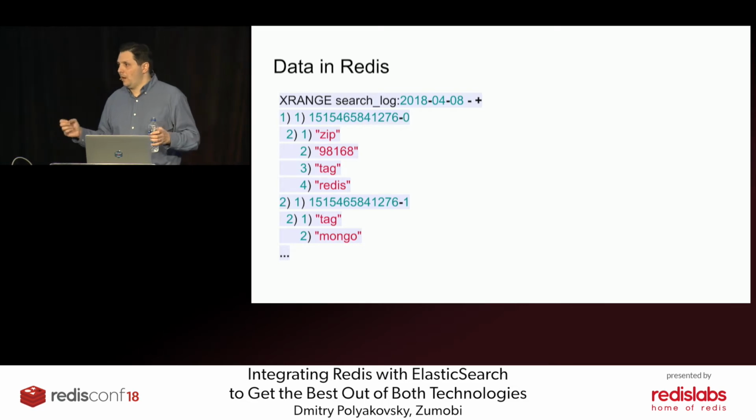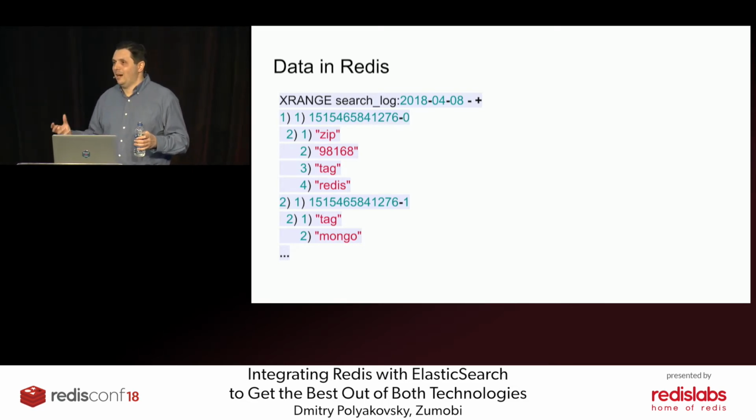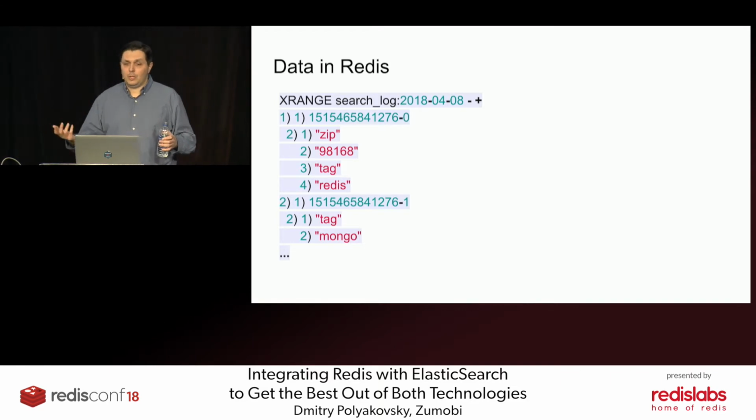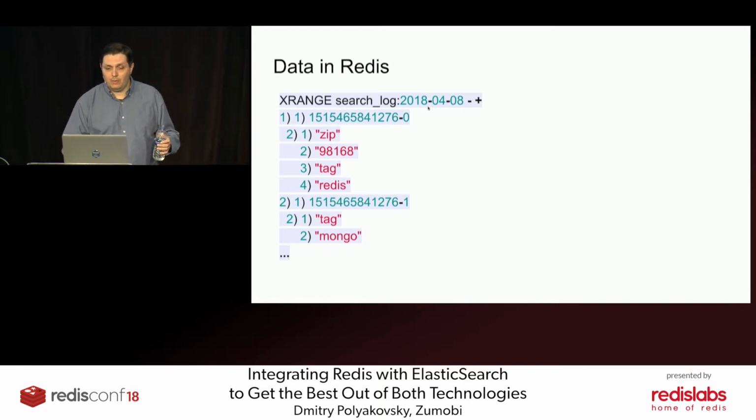So be careful with running it on a real production system, because this is essentially the equivalent of opening an entire log file for the day in a text editor. You can get back a lot of data. But what you get back looks kind of like this. You will have these IDs, and then the key value pairs.